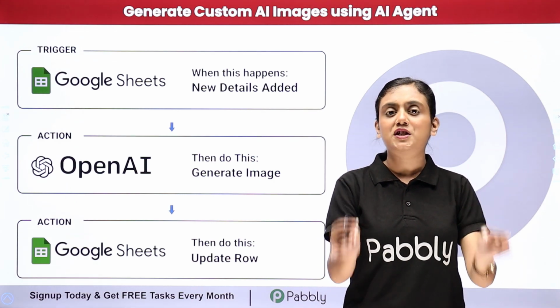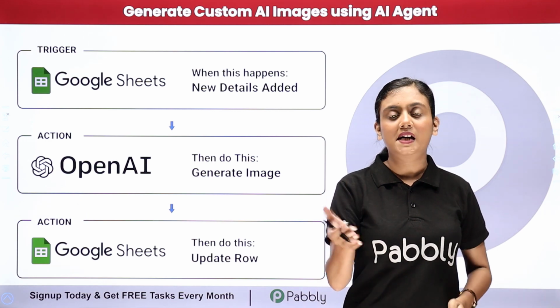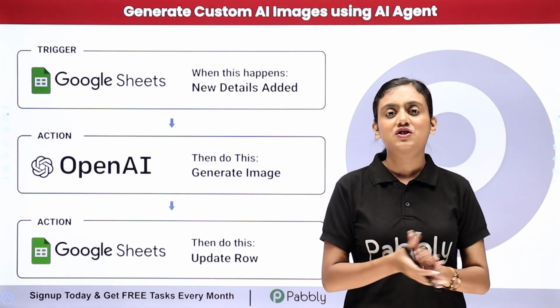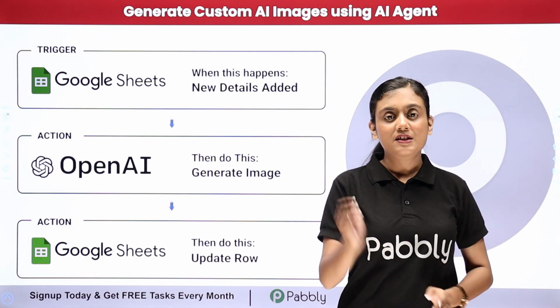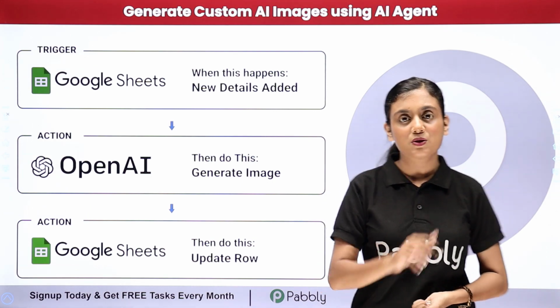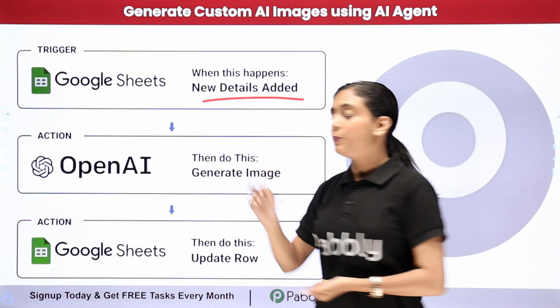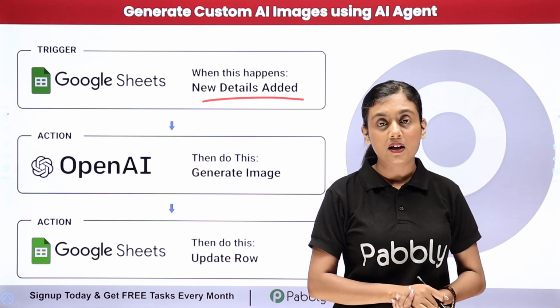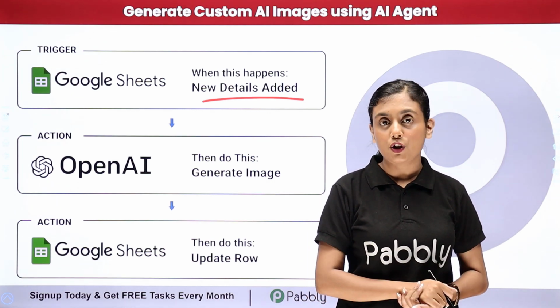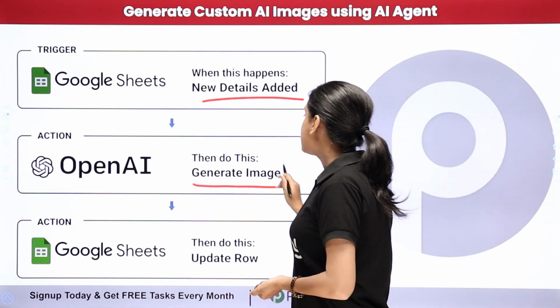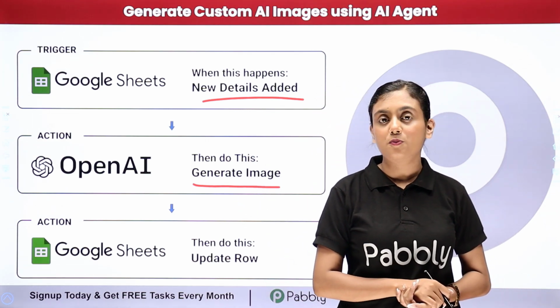Now over here, instead of generating the image manually, what I've done is I have created an AI agent using Pabbly Connect. So how this AI agent works is that as soon as I add the details of the new product, like the name and the description, an AI agent is going to generate the image automatically according to the name and the description.